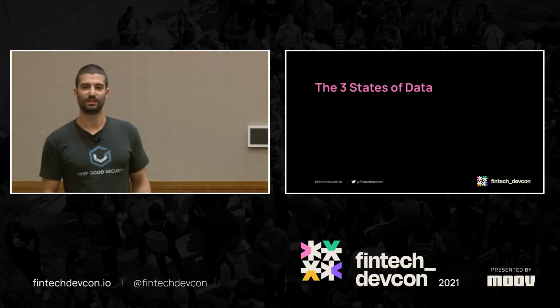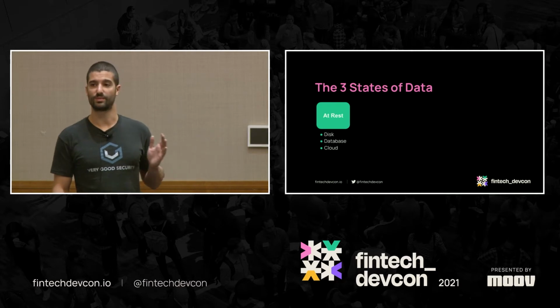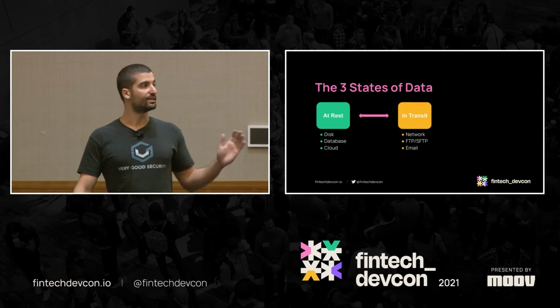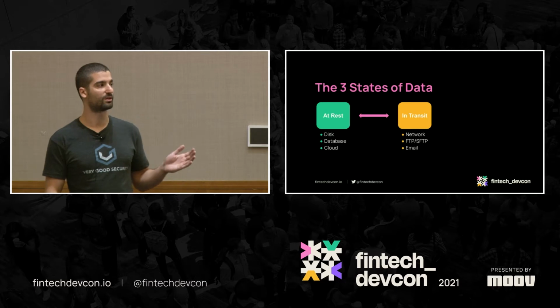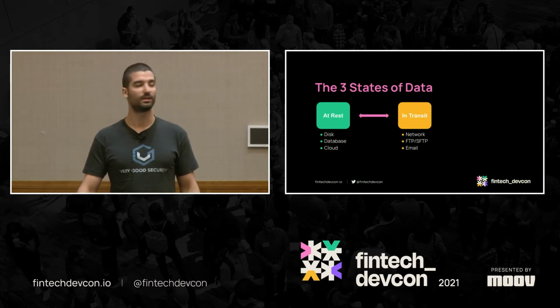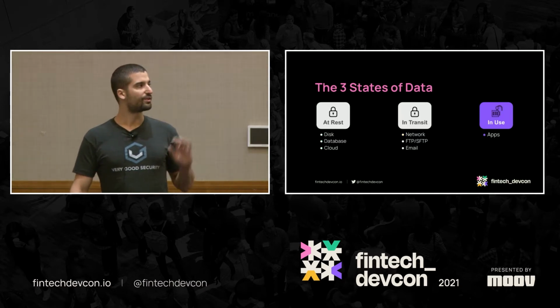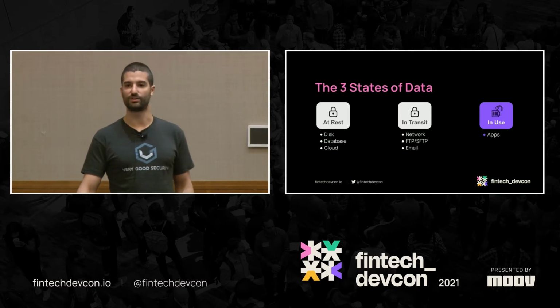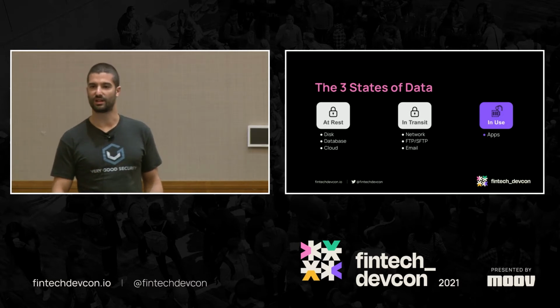So data lives in 3 states on our systems. At rest, when it's being idly stored on disk, in a database, or on the cloud. In transit, when it's being transferred from one point to the other over the network via HTTP, SFTP, or email. And in use, when it's being transformed and computed on inside our applications. But for the sake of this talk, let's assume we know how to secure data at rest and data in transit via encryption, proper authentication, SSL, and what have you.